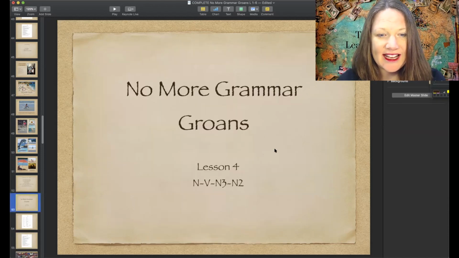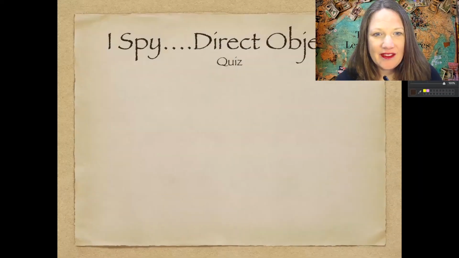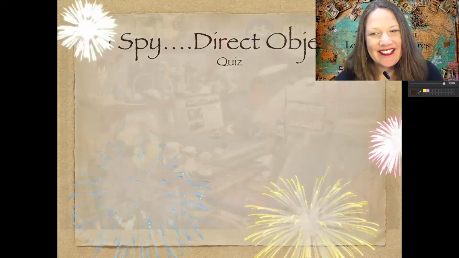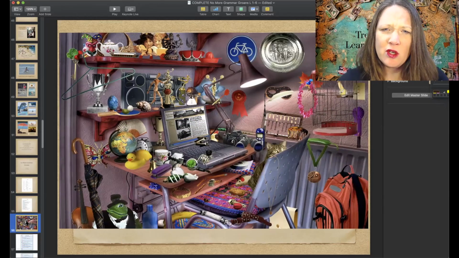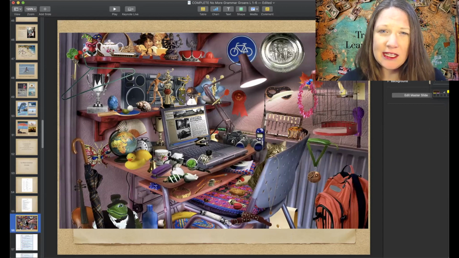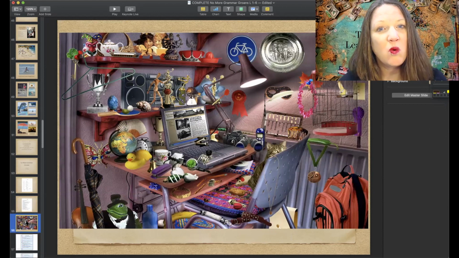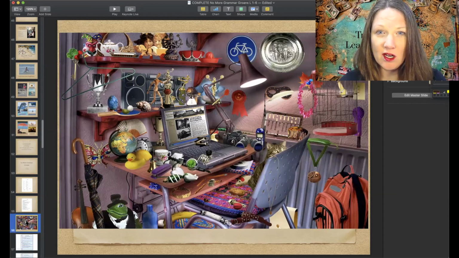Let's start our lesson. Lesson 4, noun, verb, noun 3, noun 2. We are going to have a quiz now. I spy the direct object quiz. I want you to turn to the next page in your notebook so you have a clean sheet and write quiz. Underneath quiz, put lesson 4. That way it will be very clear when you have the quiz.